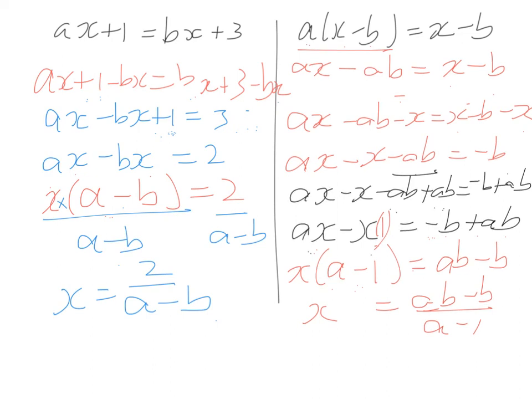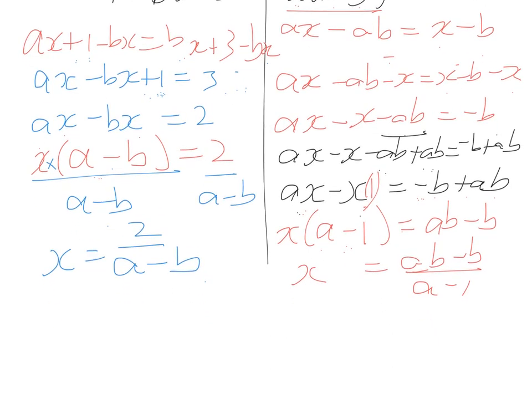If that's what you end up with, that's fine. Sometimes what they'll do is take out b as a common factor at the top, so you'll end up with x equals b times a minus 1 over a minus 1. And what do you know? x equals b, because a minus 1 divided by a minus 1 is 1. So that's what we end up with for that one. Sometimes it pays to simplify this. So that's the way you go about solving those.